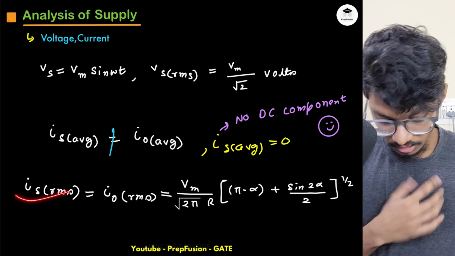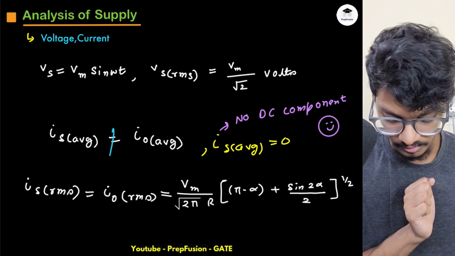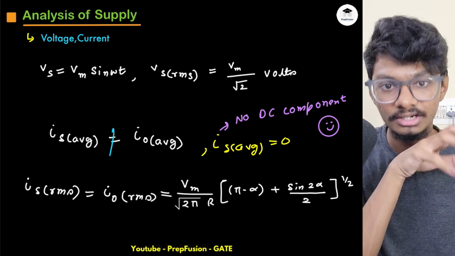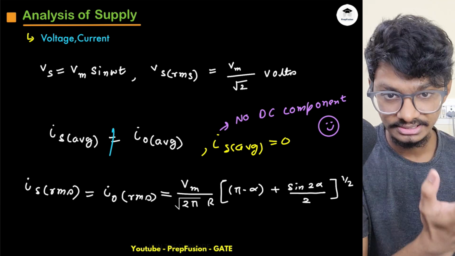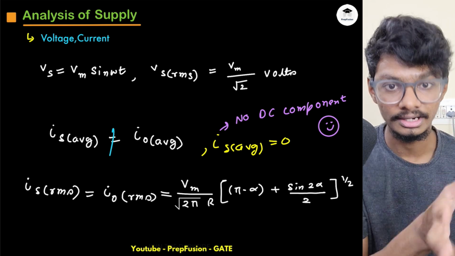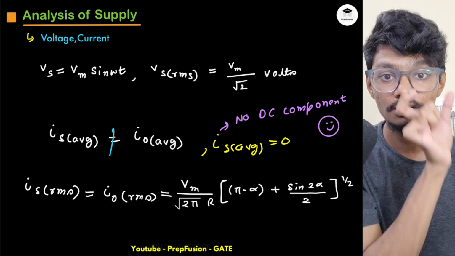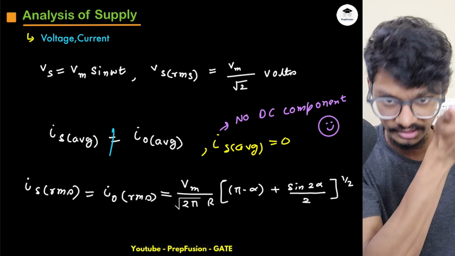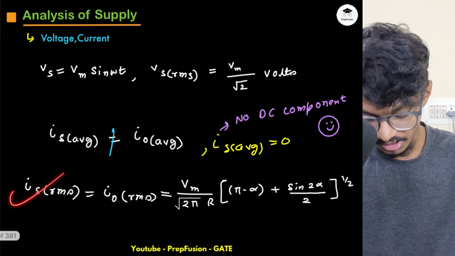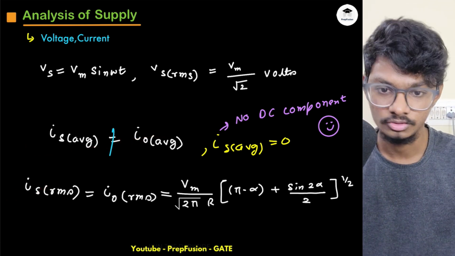And the RMS value will be the same, right? RMS value will be the same because minus Is, minus Io whole square and Io whole square are the same thing. What is it? It is Io square, because minus into minus becomes plus. That's why the RMS value will be the same, but the average value won't be the same. Okay, so I hope you understood.